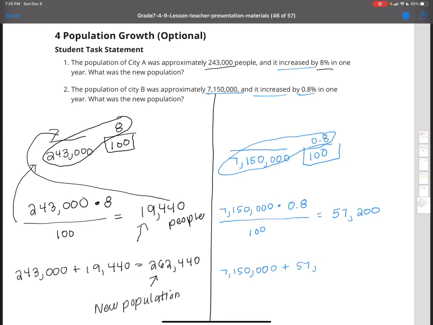Plus 57,200. So I'm going to add those two numbers together. Give me some time. And I get my new population is 7,207,200 people. So that's the new population.